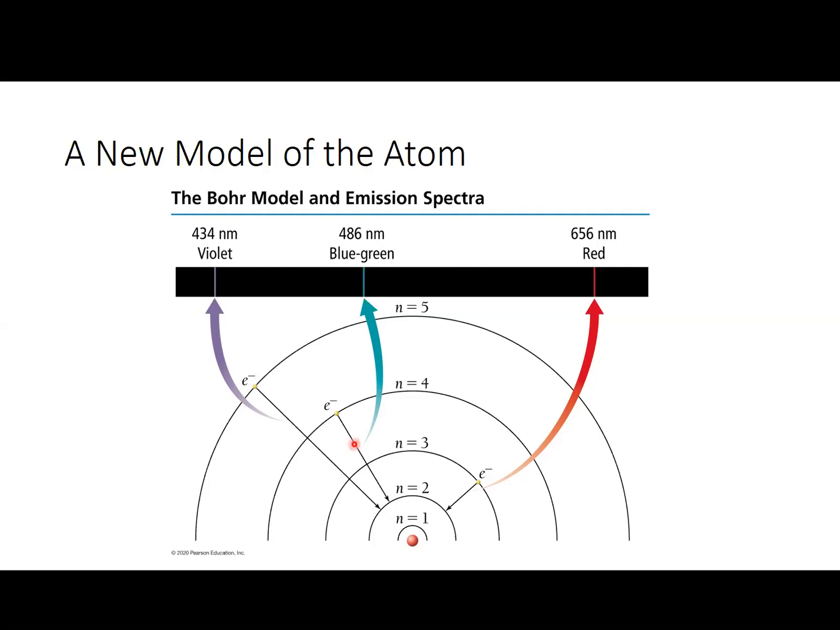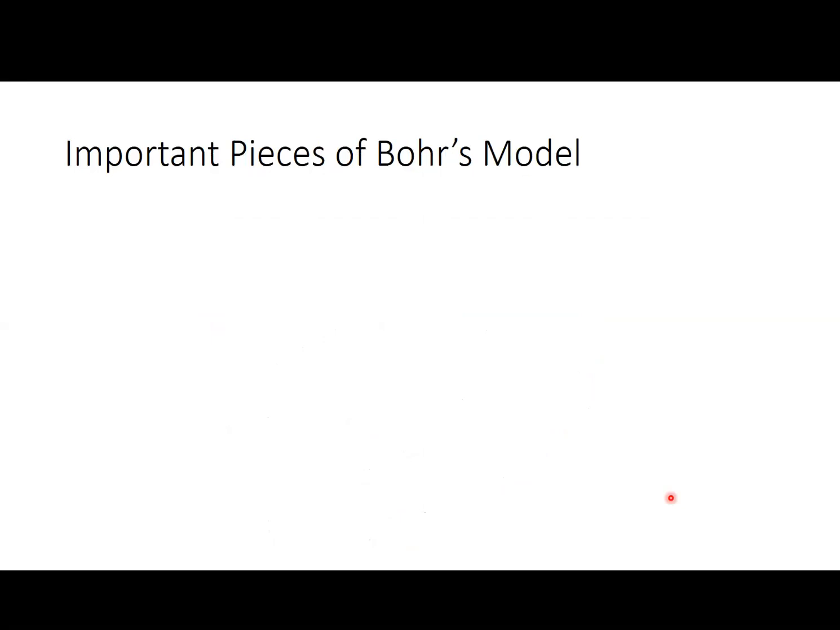It simply disappears from here and reappears here because the electron cannot be anywhere but in an allowed orbit. And these orbits are based on classical physics. You basically model it like a solar system. And Bohr's model worked. It was amazing.